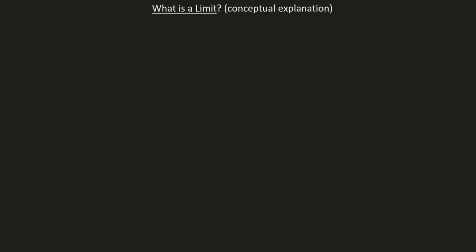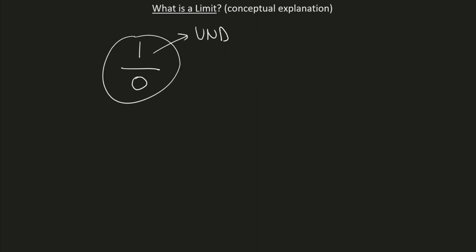So let's start with this. We can't divide by zero. For some reason, we've just been told that for years. Why? Well, I don't know. It results in undefined or does not exist or something like that. Let's go back in time.